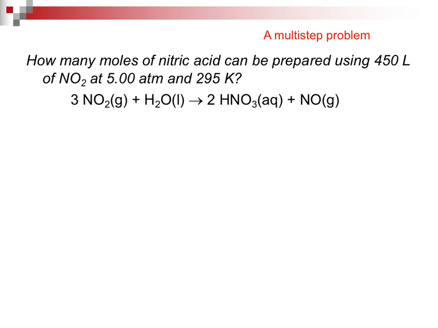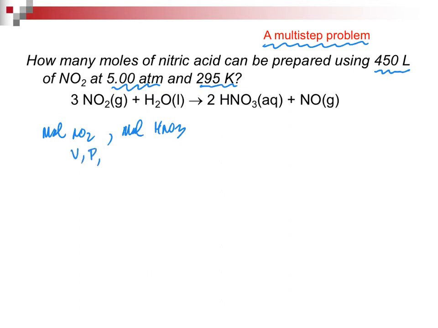One more, and notice it says in red, a multi-step problem. First, you're going to find the moles of NO2. Then you're going to use that to find the moles of HNO3. Why did I choose NO2 first? Well, they tell you 450 liters at 5 atmospheres and 295 K. They have given you the volume, the pressure, and the temperature. That means you can find the moles of NO2. Then you can use stoichiometry to find the moles of HNO3.